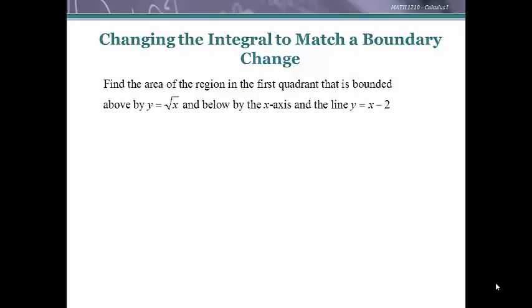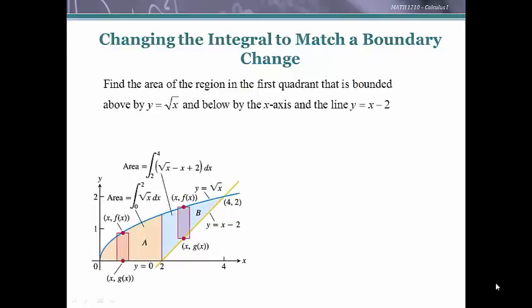So we're going to find the area of the region in the first quadrant that's bounded above by y equals square root of x, and below by the x-axis and the line y equals x minus 2. So here we have a picture. Here is our square root of x graph in blue, and then we have our line y equals x minus 2 in yellow, and then we're interested in this part that's bounded below by the x-axis.